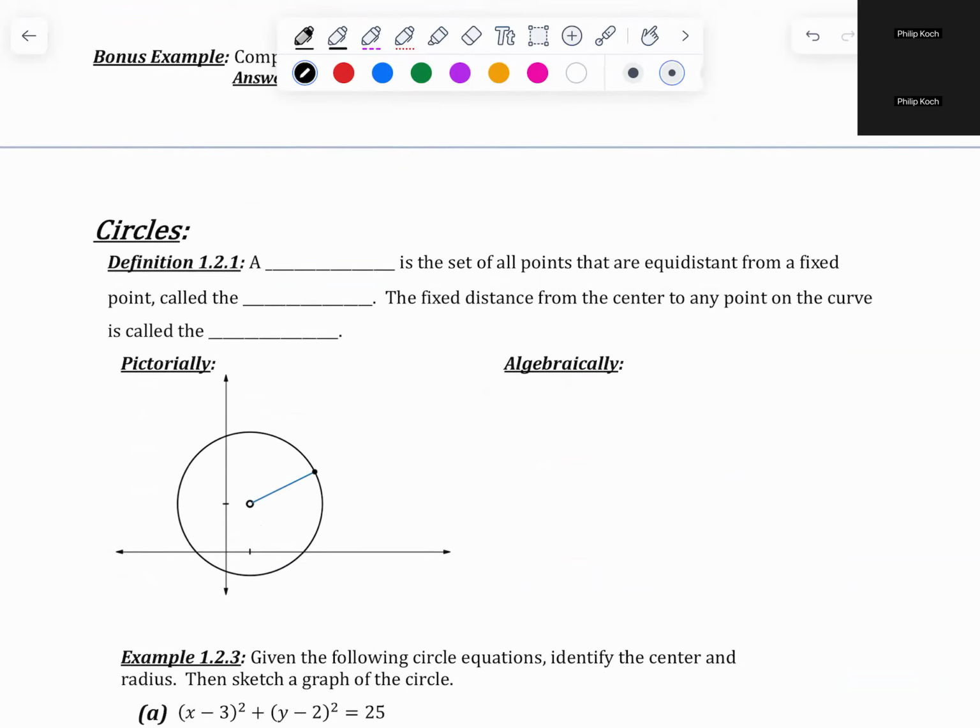We've all seen them. We all know what they look like, of course. But how do we define them mathematically? So the mathematical definition of a circle is that a circle is the set, the collection of all the points that are equidistant from a fixed point called the center of the circle. That fixed distance from the center to any point on the curve is called the radius.